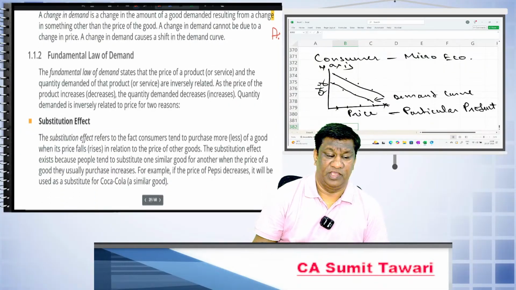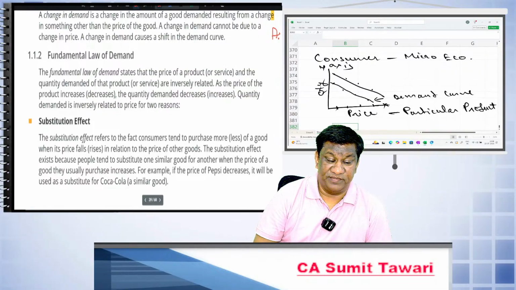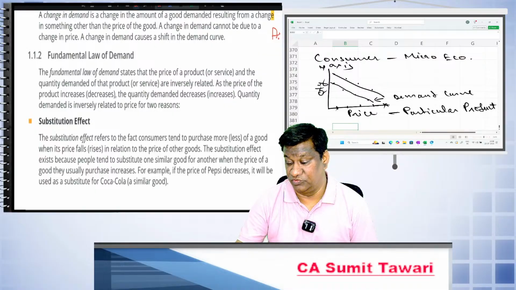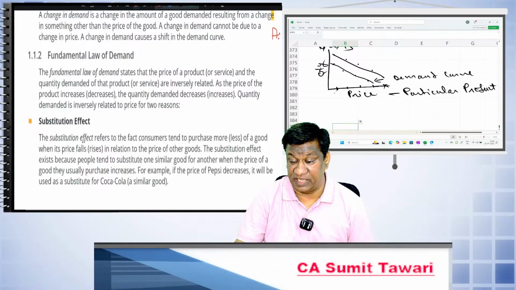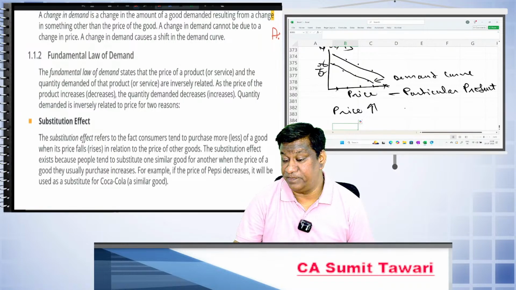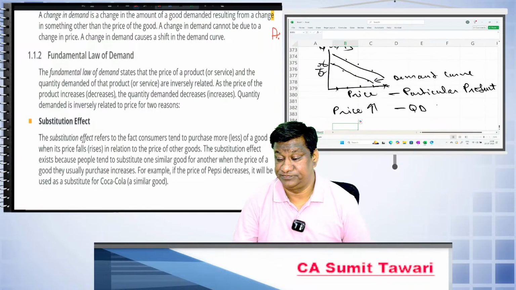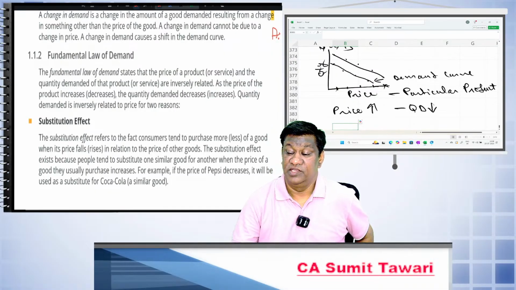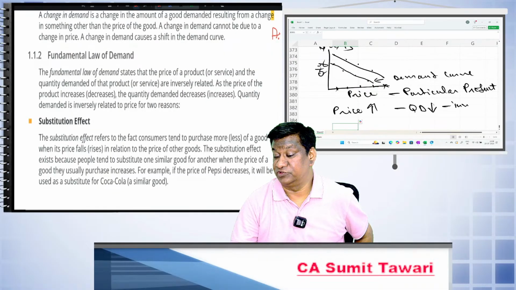So the fundamental law of demand states that the price of a product or service and the quantity demanded of the product or service are inversely related. Inversely related means if price increases, what is the impact on quantity demanded? Where do I put the arrow? Decrease. Okay, so this is basically inverse proportionality.